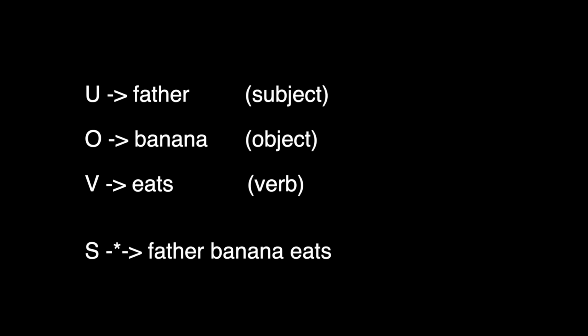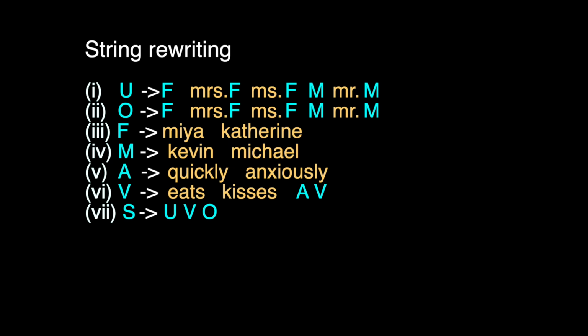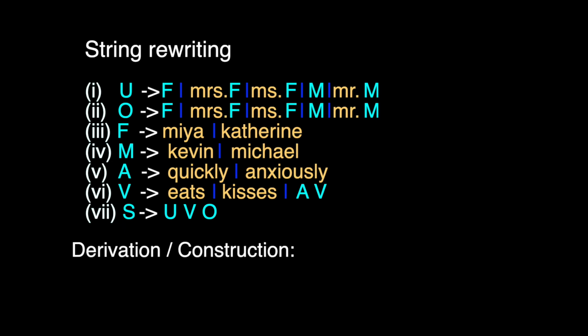English sentences, on the other hand, use a subject-verb-object structure, so you would instead use S can be turned into U, V, O. This system of arrows is called string rewriting. For example, a very simple subset of English can be written as follows. Uppercase characters are meta characters, and lowercase characters are terminal characters. A given meta character can be turned into any given sequences of meta characters and terminal characters separated by a pipe symbol. We can show that something is part of the grammar by giving a derivation. This derivation is the construction of the sentence.